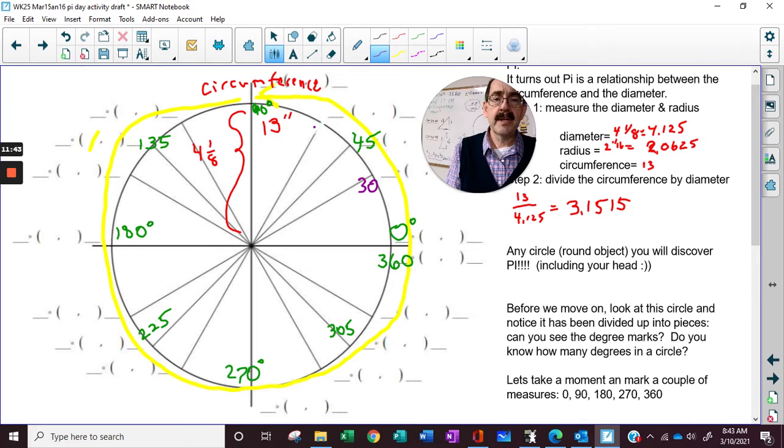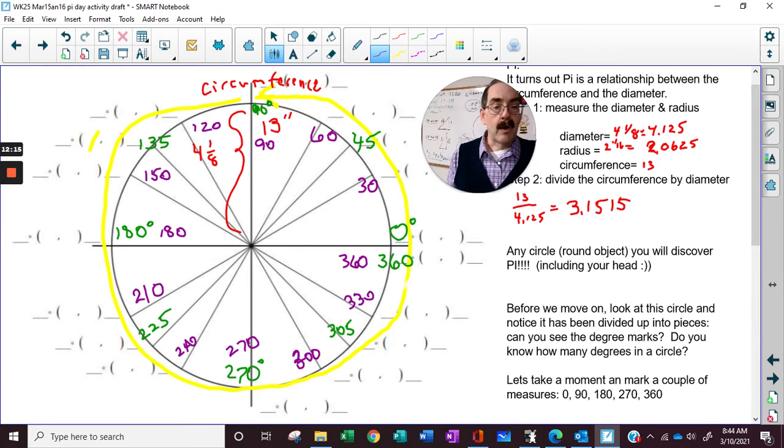30 degrees, 60 degrees, 90 degrees, which is already there, 120 degrees, 150 degrees, 180 degrees, 210 degrees, 240 degrees, 270 degrees, 300 degrees, 330 degrees, and then we're back home at 360 degrees.